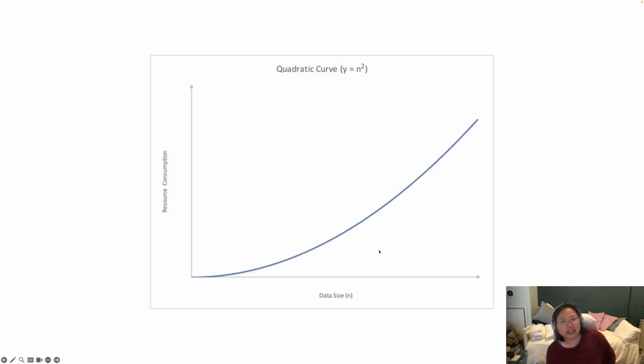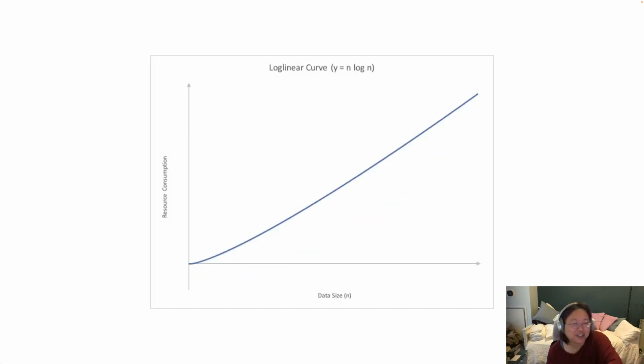This next one is the quadrat... Oh, sorry. I should also mention what are the good algorithms that have this curve, right? So algorithms that have this curve include all the good sorting algorithms. Okay, so that would be quicksort, merge sort, heap sort. They all follow this particular curve.